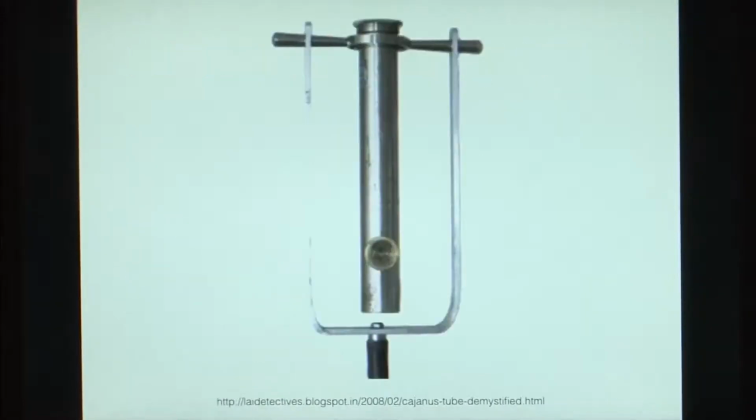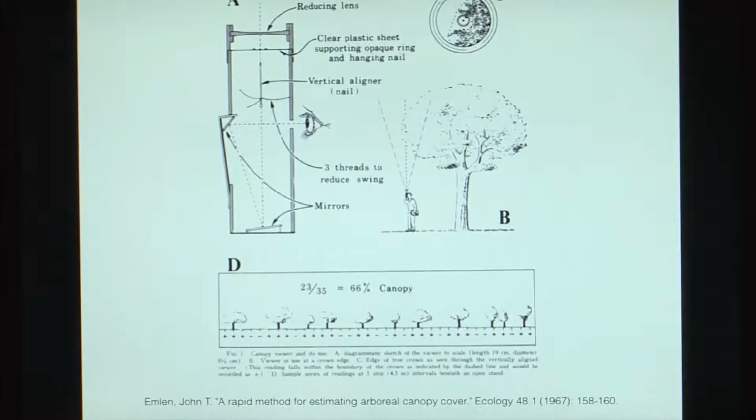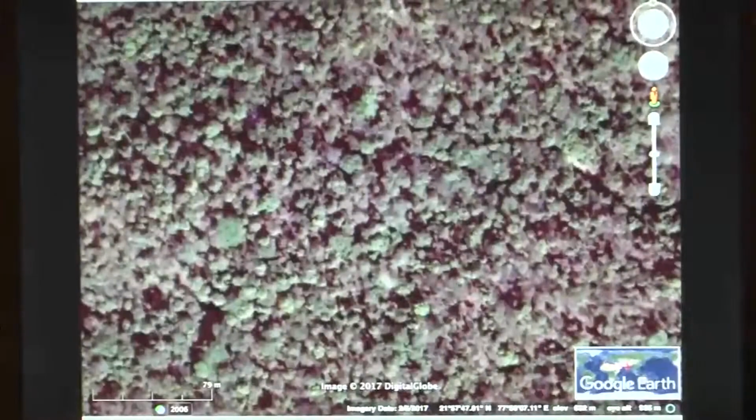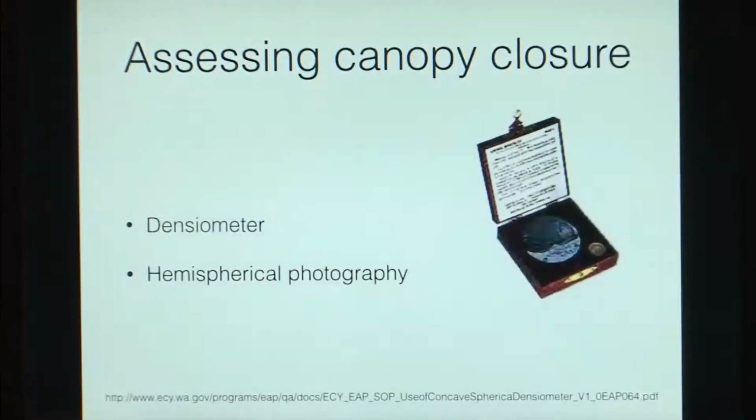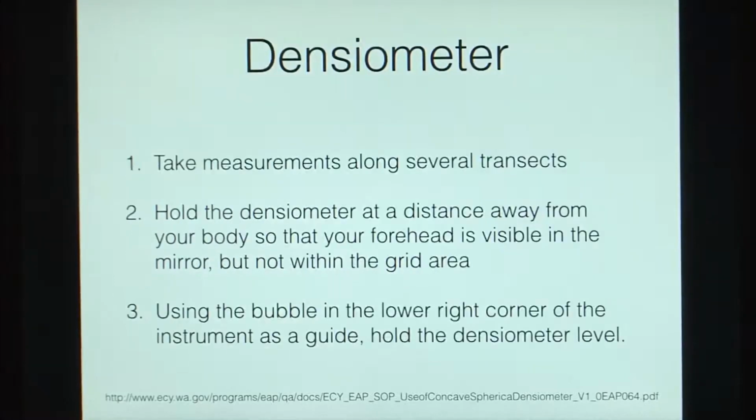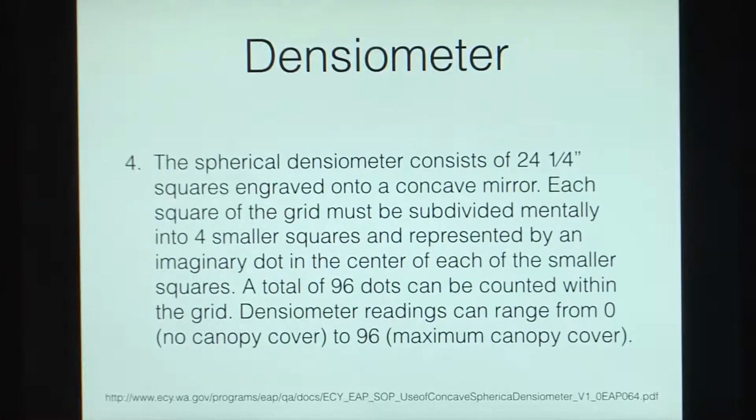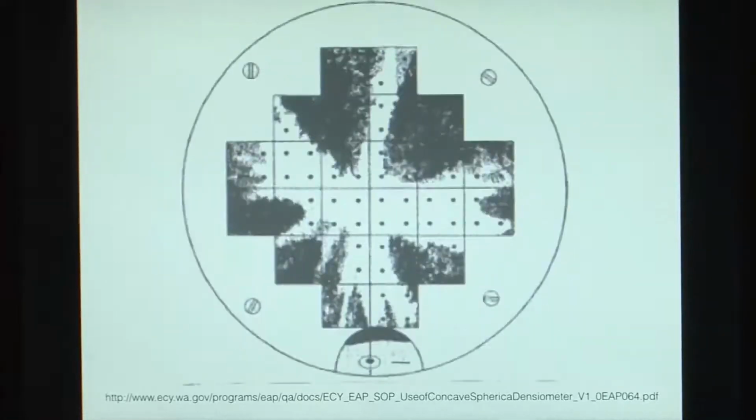So, we looked at these tubes. Essentially they are periscopes that can give us what is seen on the top, or we can use remote sensing, for instance photography or even lidar, to find out the areas that do not have a canopy. And in the case of canopy closure we can use a densiometer or hemispherical photography. So, we looked at what a densiometer is, and it has 96 points, and those 96 points can give us an estimate of the amount of canopy closure.